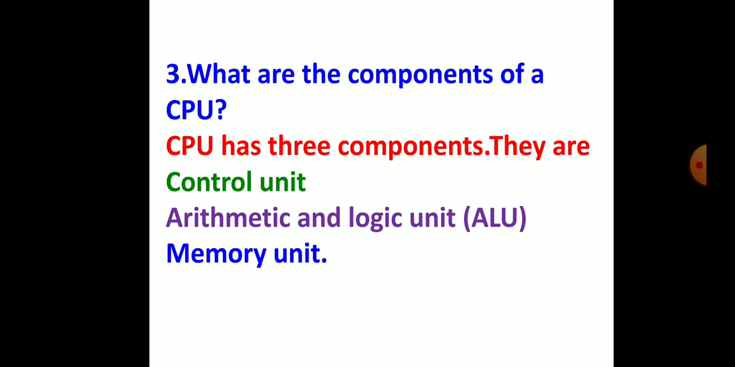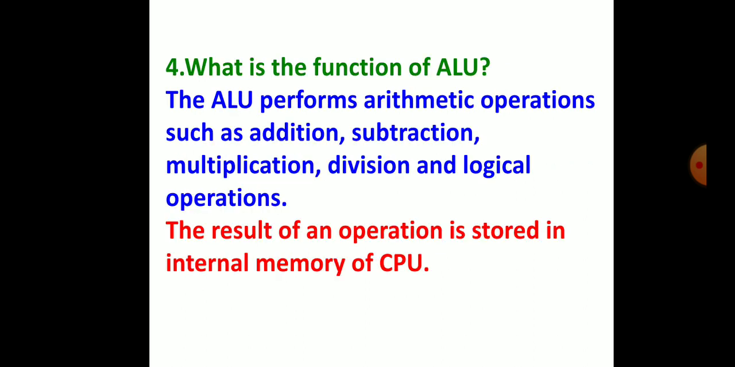What are the components of CPU? CPU has three components. They are control unit, arithmetic and logic unit, and memory unit. What is the function of ALU? ALU performs arithmetic operations such as addition, subtraction, multiplication, division, and logical operations. The result of an operation is stored in internal memory of CPU.